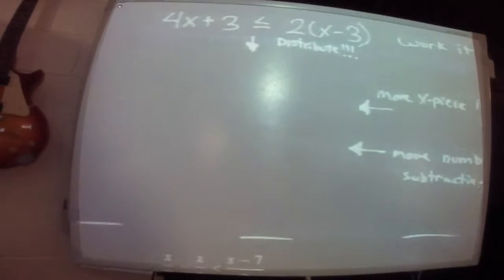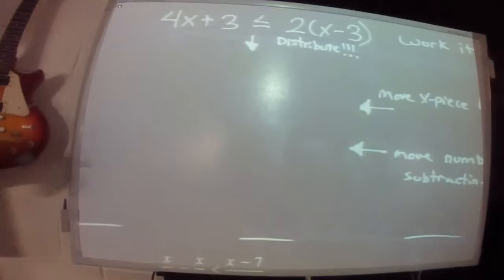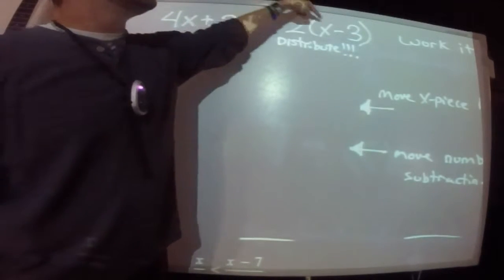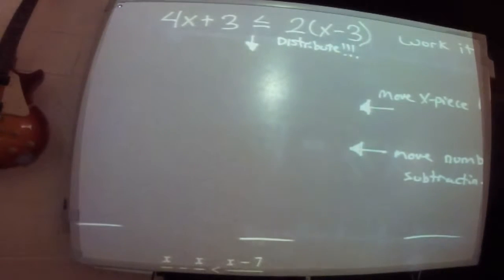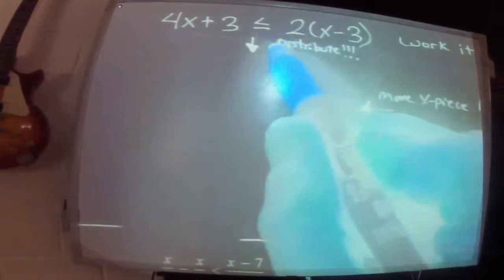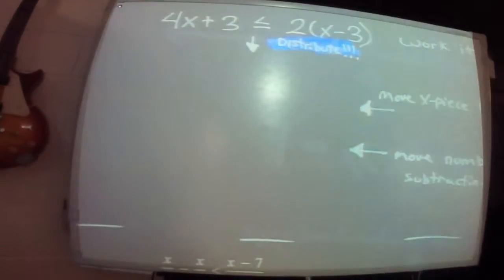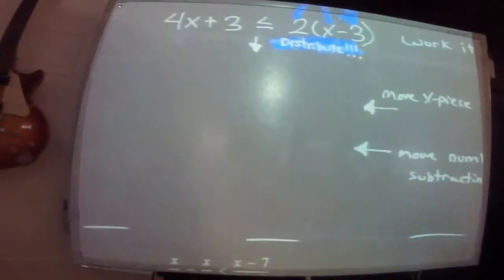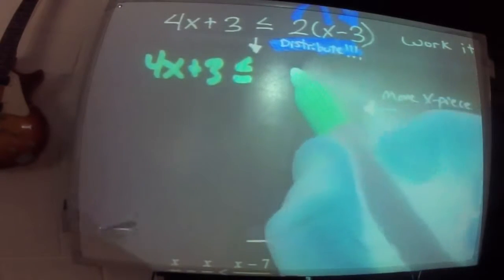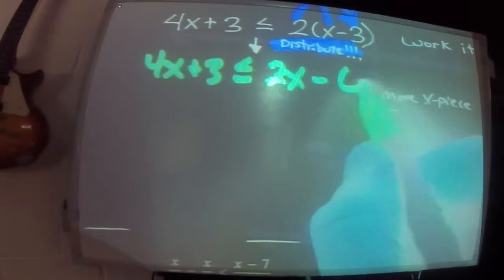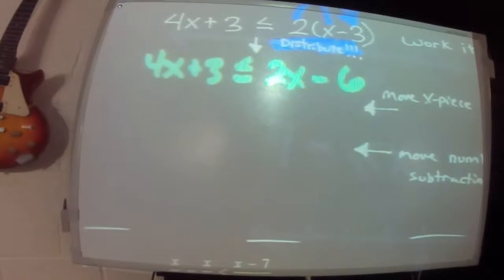And let's go to example 3. Example 1 and 2 are cheesy. This is a real problem. All right, here's an inequality. It's got 4x plus 3 less than or equal to 2 times (x minus 3). First thing you need to do is write it right underneath. Distribute the 2. 2 times x and 2 times -3. So you've got 4x plus 3 is now less than or equal to what? 2x minus 6. First thing you got to do is distribute.